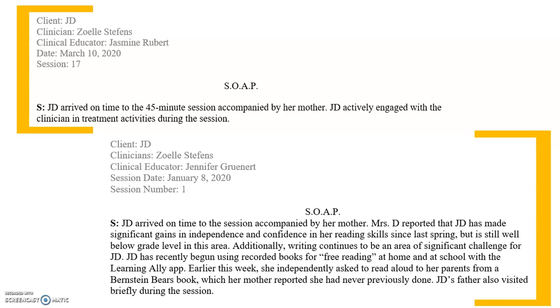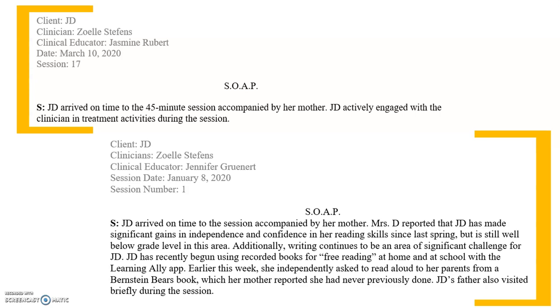So here are some examples of subjective sections of SOAP notes. I'm using Jane Doe as my hypothetical client name for all the examples you're going to see. So you're going to see the initials JD on all the reports. In these two reports, you can see the heading of the SOAP as well as the subjective section. The heading covers information like the client's name, the clinician name, the clinical educator, who I refer to as your supervisor in this video, the date of the session, and the session number.